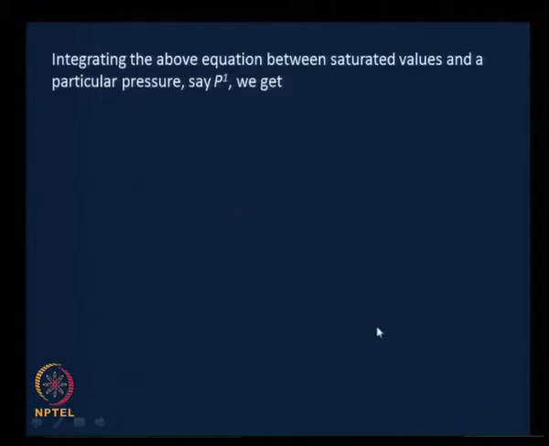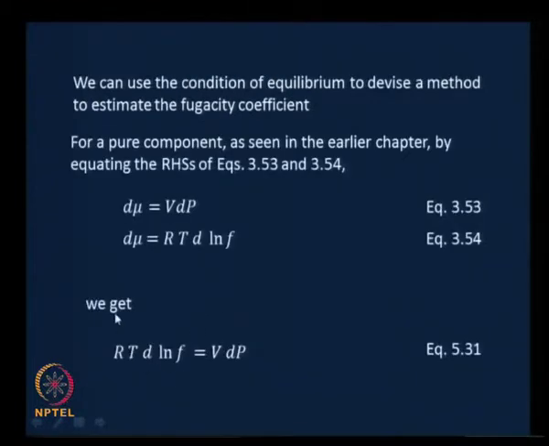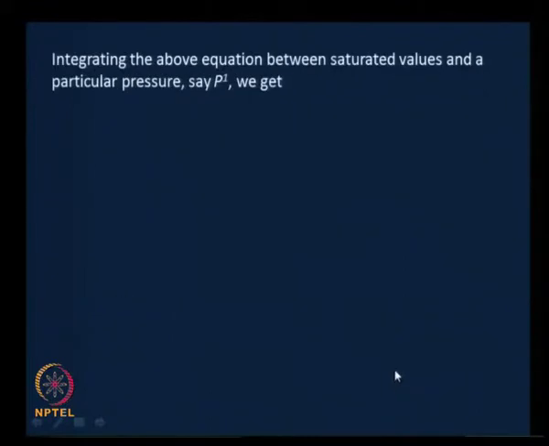If we integrate this expression between the saturated value and a particular pressure, let us say P1, this is RT d ln f. We are going to integrate between a saturated pressure and a certain P1. Therefore, we will have to integrate the right hand side also. First, the left hand side, d ln f, therefore ln f minus ln f sat, which is ln of f by f sat, and that equals 1 by RT integral from P sat to P1 V dP. Let us call this equation 532.